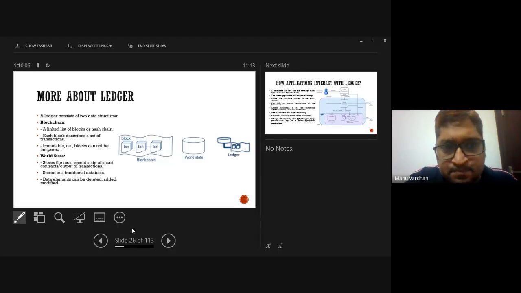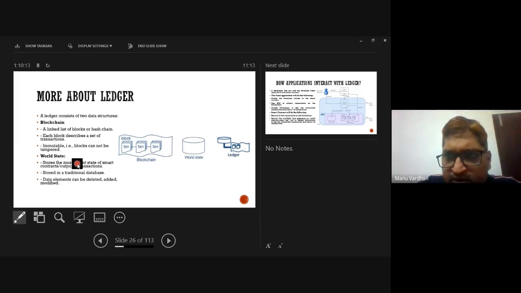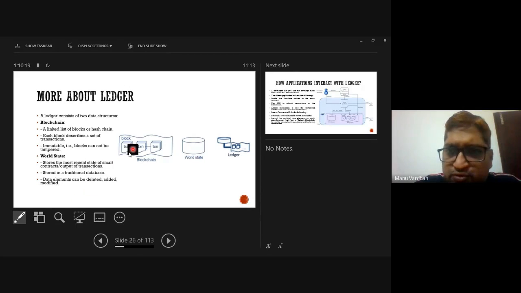We'll discuss a few things about the ledger, how it looks, and how we use this ledger to interact. A ledger consists of two data structures, a blockchain and a world state. The blockchain is a linked list of blocks, or hash chain. Each block describes a set of transactions, and it is immutable. Blocks cannot be tampered with.